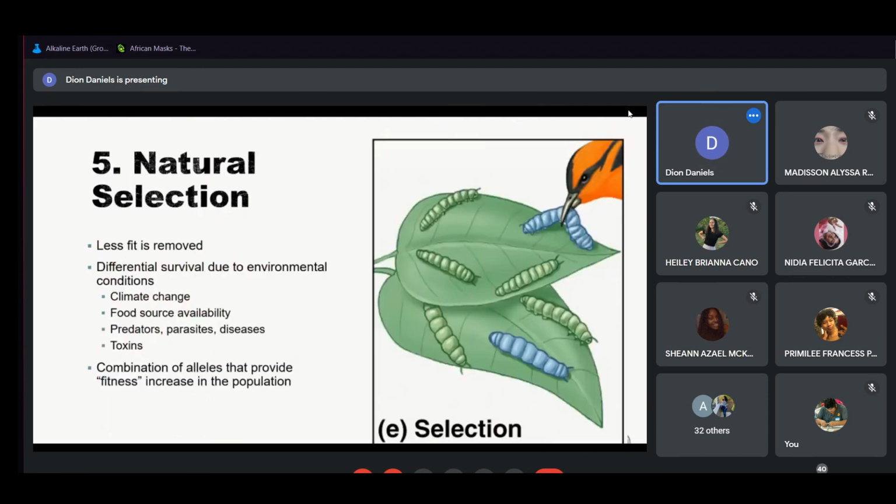would have occurred. And then last is natural selection. We've talked about natural selection a lot. The less fit animals are removed, in this case, eaten by this bird who was hungry. It can see the blue caterpillar more easily on the green leaves than the green caterpillar, and so it can eat those. You can also have differential survival due to environmental conditions.